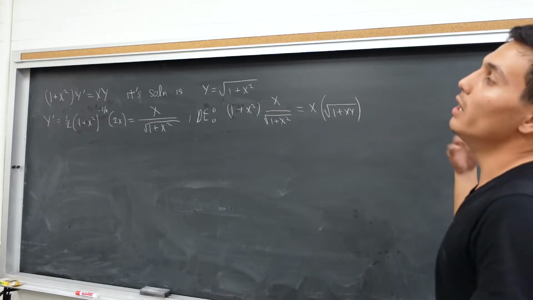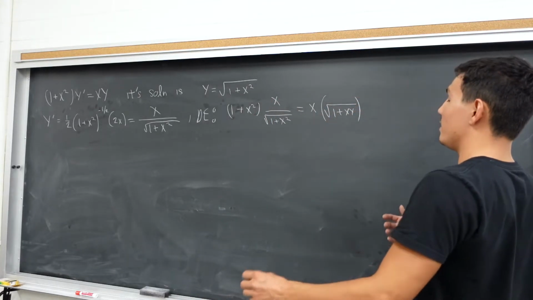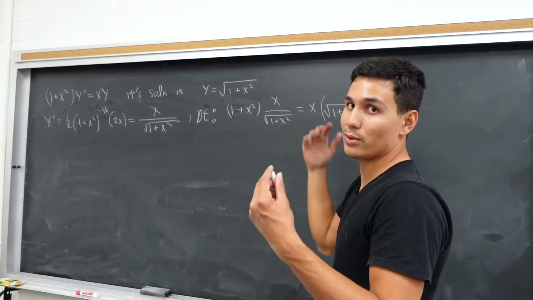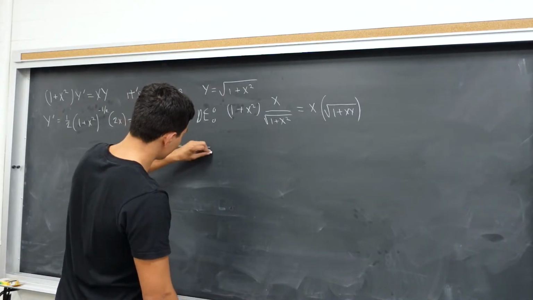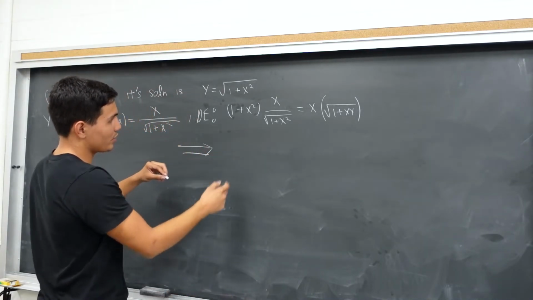So if this is true, it verifies that it's a solution. If not, then it says that this is not a solution. Then they lied to us. But it should be a solution, right? Kind of a weird shape here I drew.